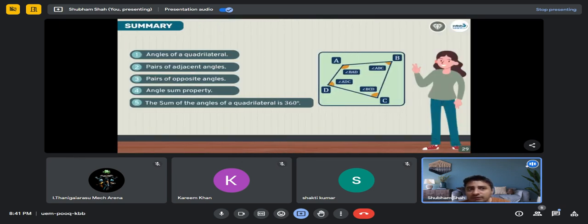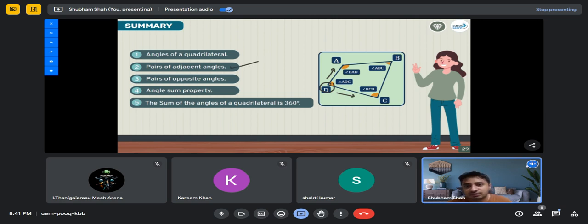So what have we studied today? Angles of a quadrilateral, adjacent angles, opposite sides, angle sum property, and the sum of all angles of a quadrilateral is 360 degrees. How many angles of a quadrilateral are there? Four angles: A, B, C, D. Clear? Adjacent angles are those on the same side. Angle A is adjacent to angle B as well as angle D. Angle B is adjacent to angle A as well as angle C. Angle C is adjacent to angle B as well as angle D. And angle D is adjacent to angle A as well as angle C.